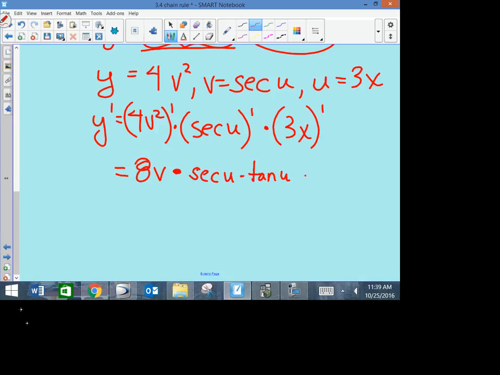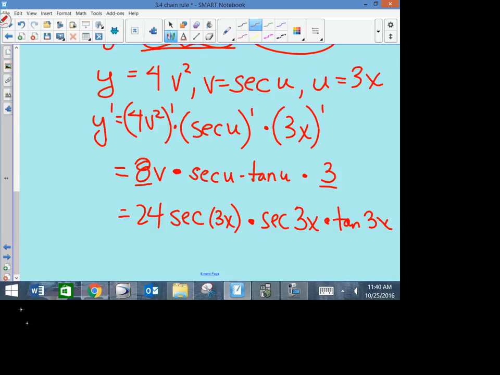Okay. And what's the derivative of 3x, Claire? Now we're done, except we have to put our v's back in. I'm going to go ahead and take 8 times 3. And our u's, right. V up here is secant u. Well, u is what? Okay, so we'll just put that in. Times secant u, u is 3x, times tangent u, u is 3x.